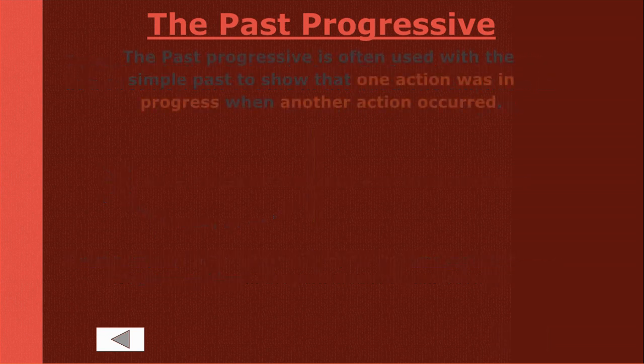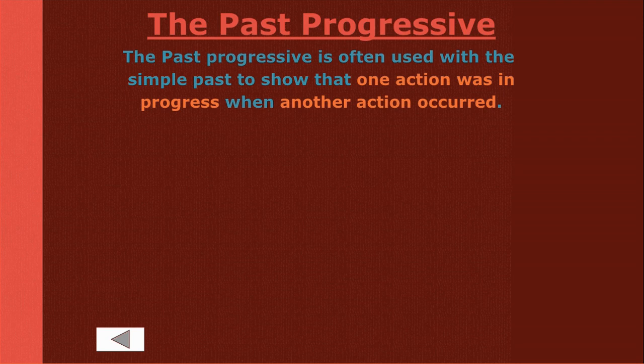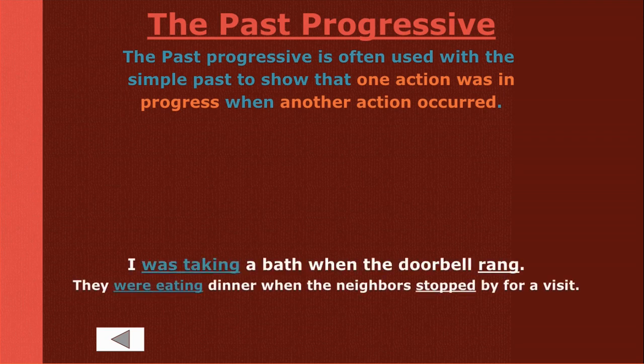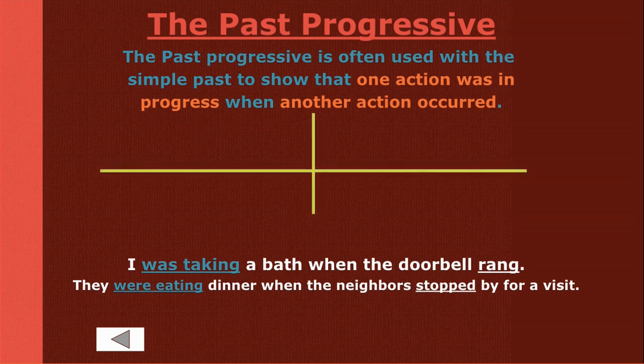The past progressive is often used with the simple past to show that one action was in progress when another action occurred. I was taking a bath when the doorbell rang. They were eating dinner when the neighbors stopped by for a visit.